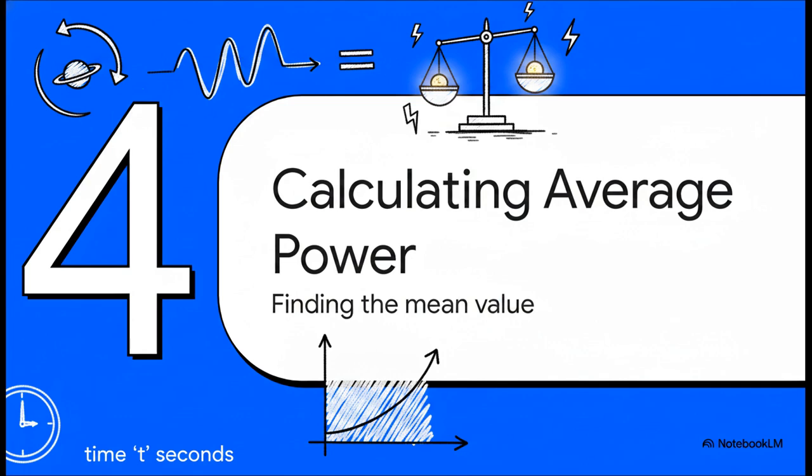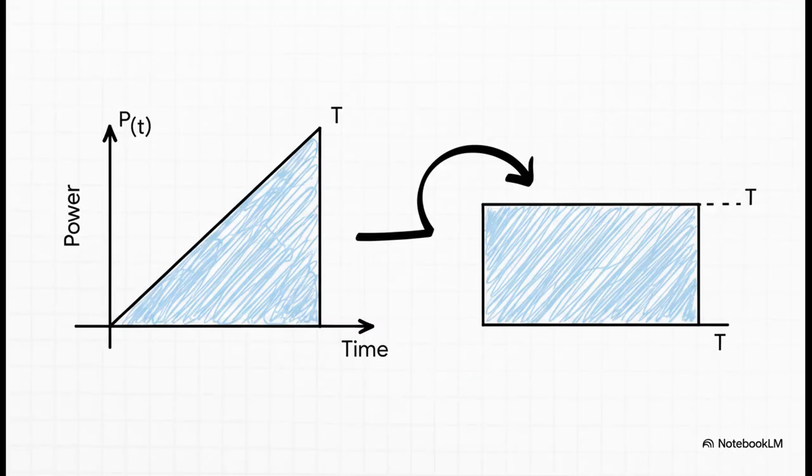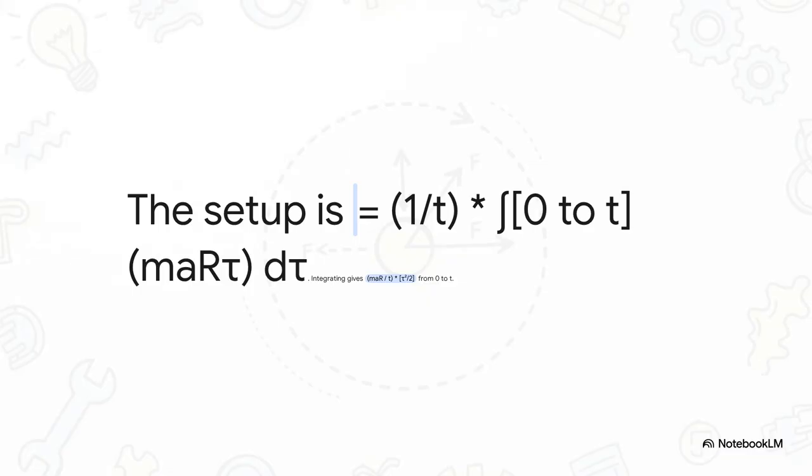Now, let's tackle the second part of the problem, calculating the average power. So, how do you find the average of something that's constantly changing, like our power function? Well, calculus has our back. The basic idea is you find the total accumulation of that thing over some interval, and then you just divide by the length of the interval. For power, the total accumulation is just the total work done. So we're going to integrate our power function from time 0 up to t, and then divide the whole result by t. So here's what the math looks like.